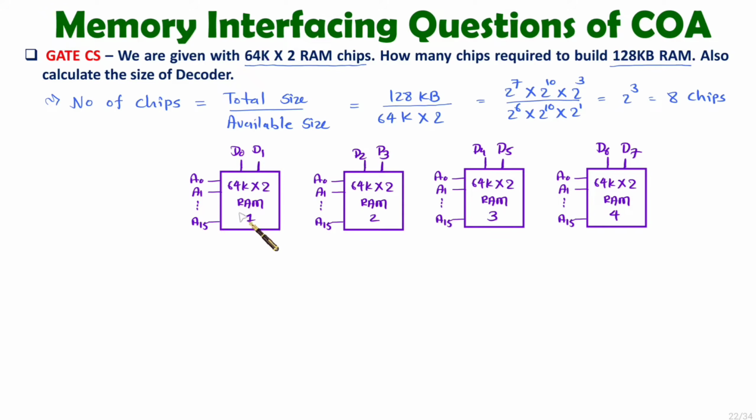So what will happen with the combination of these 4 chips? We will have the address space of 64K, and with 8 data lines you can say a 64K cross 8 size is there with the use of these 4 chips. In total we have 8 chips to make this size, so vertically we will have another 4 RAM chips connected.